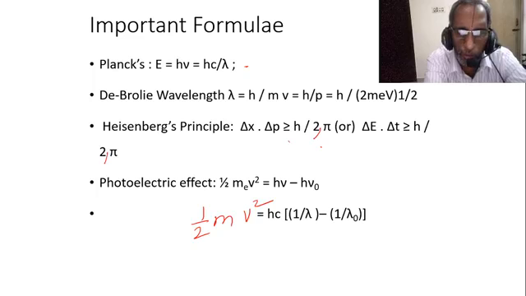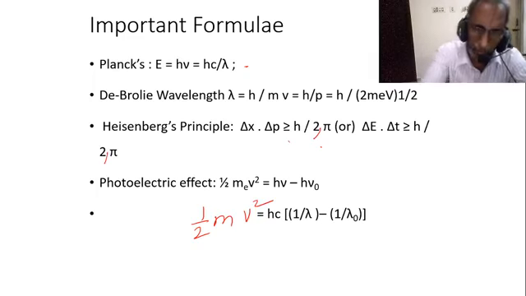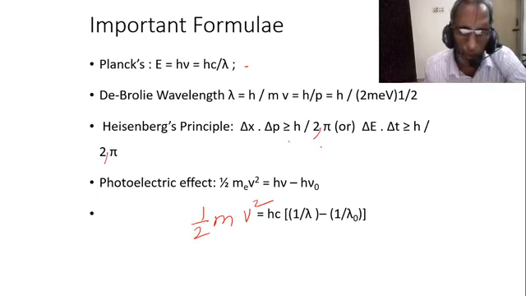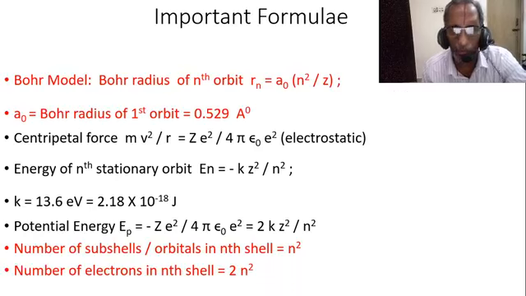So h nu is the energy of the radiation we have supplied. H nu naught is the minimum energy or threshold energy, where nu naught is the threshold frequency. Nu is replaced by c by lambda, and c is taken out. So the condition for photoelectric effect is half mv squared equal to hc into 1 by lambda minus 1 by lambda naught.